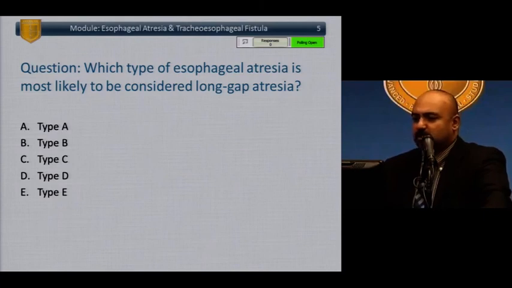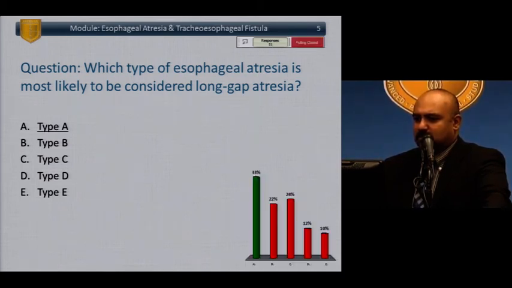So first question, what type of esophageal atresia is most likely to be considered long gap atresia? Type A, type B, type C, type D, or type E? All right, so we got a little bit of a split here, but actually the type A, 33%, so about a third of you got this one right.